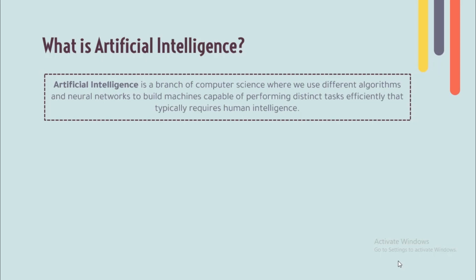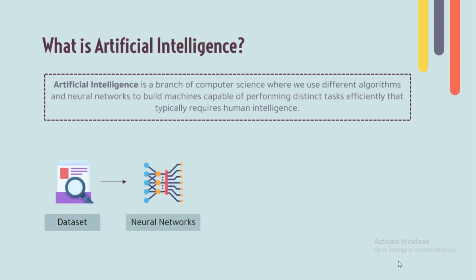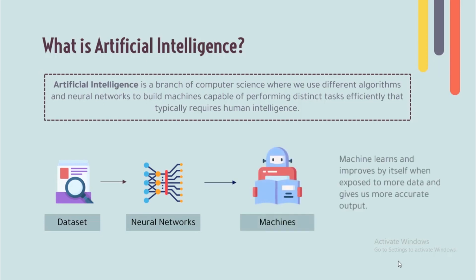So here we provide the data set, and mostly all of the AI based applications are built using neural networks as well as machine learning algorithms, and the machines are created in such a way that they learn and improve by themselves when exposed to more data and give us more accurate output.